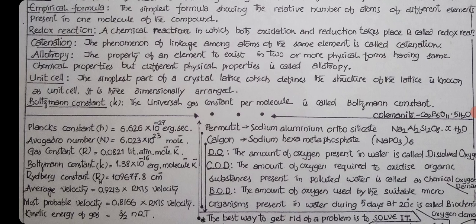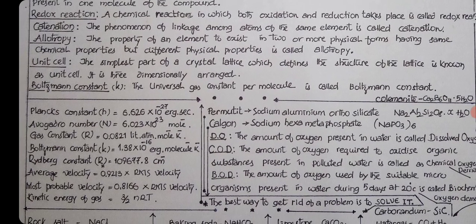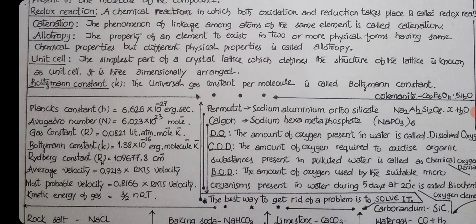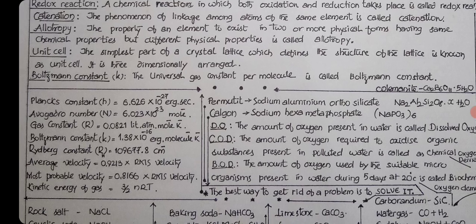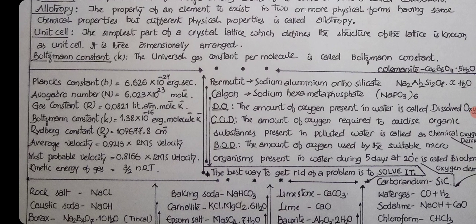Allotropy: the property of an element to exist in two or more physical forms having the same chemical properties but different physical properties is called allotropy. Carbon: diamond, graphite; sulfur: orthorhombic, monoclinic, etc. Unit cell: the simplest part of a crystal lattice which defines the structure of the lattice is known as the unit cell. It is three-dimensionally arranged.